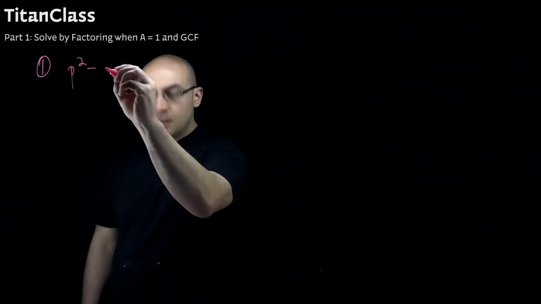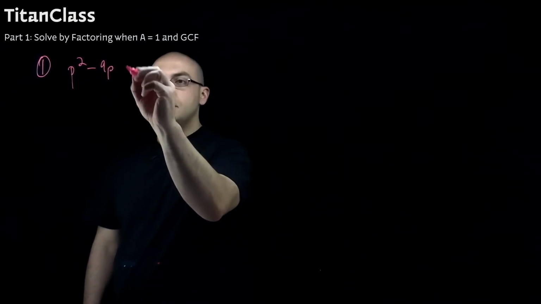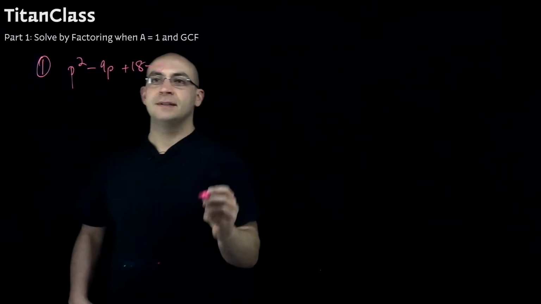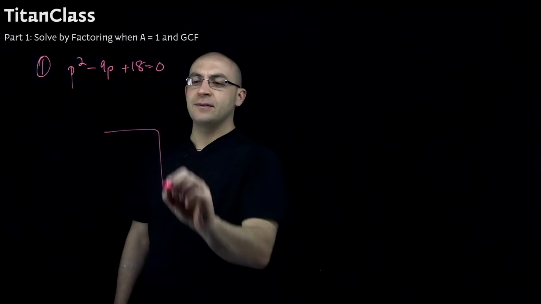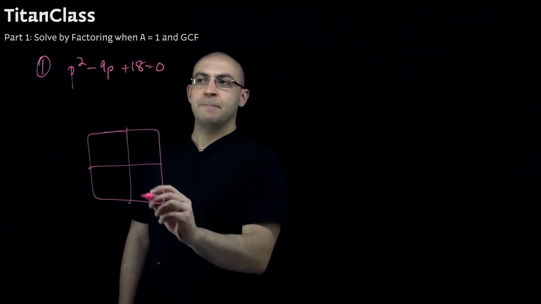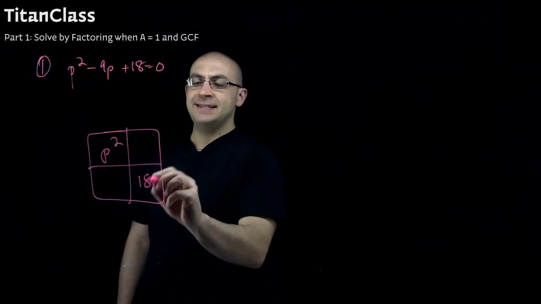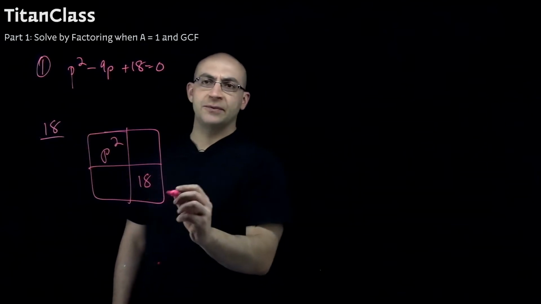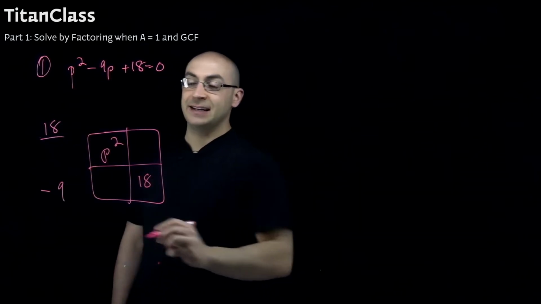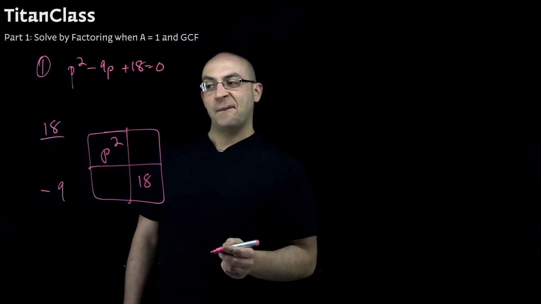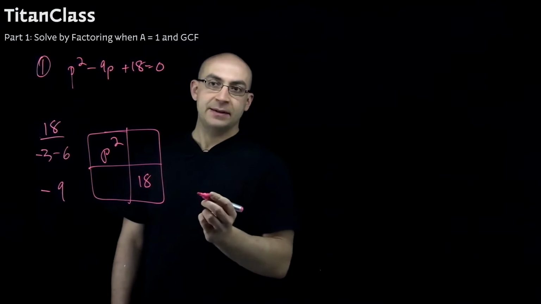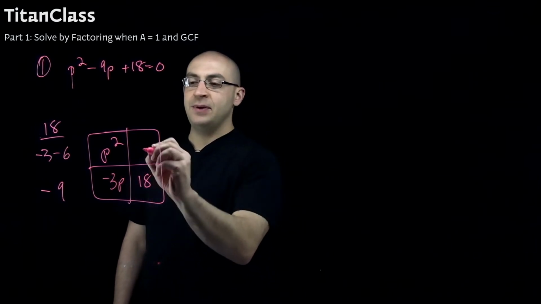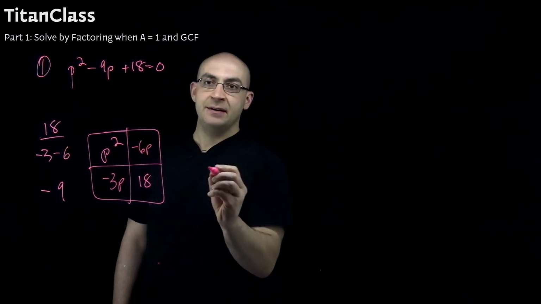So, question 1, p squared minus 9p plus 18 equals 0. Okay, a is 1 here. Pretty simple, pretty standard. We're going to use the area model. P squared, 18. Looking for factors of 18 that I can add or subtract to negative 9. I'm going to need a 3 and a 6 here, and they both have to be minus. So negative 3p, negative 6p.